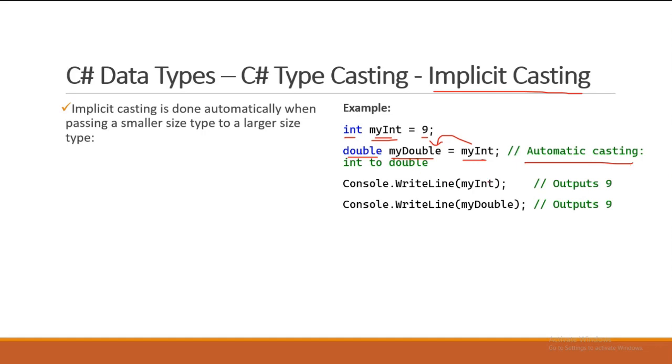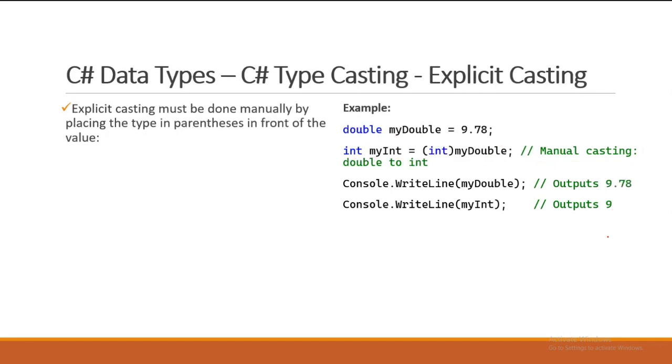And here my int will be 9 and my double will be 9.0. It shows that we're converting the data value from one type to the other. This is implicit casting. And explicit casting is when we want to convert a larger size type to a smaller size type; of course, we need to do it explicitly.